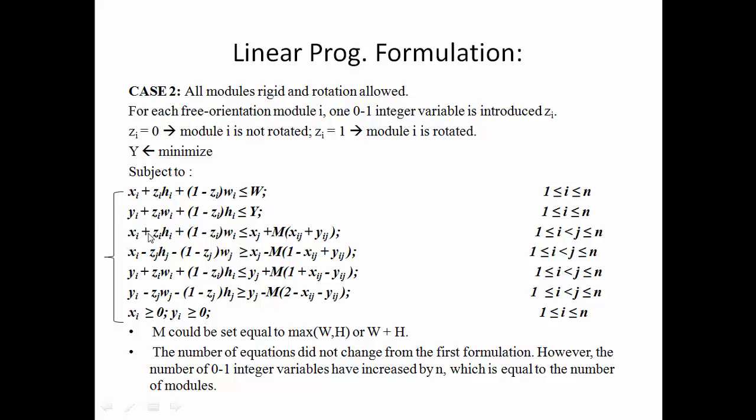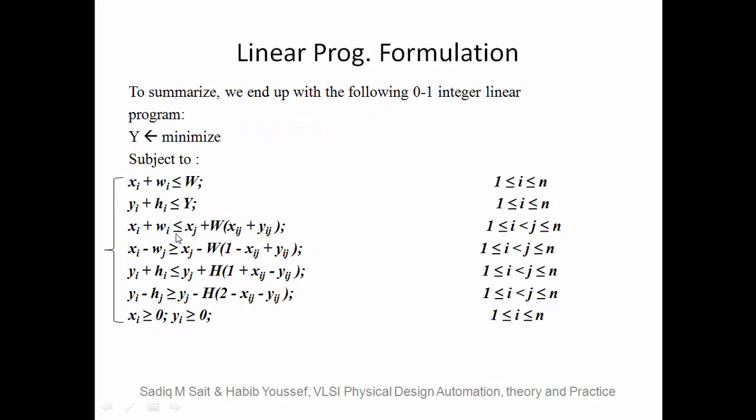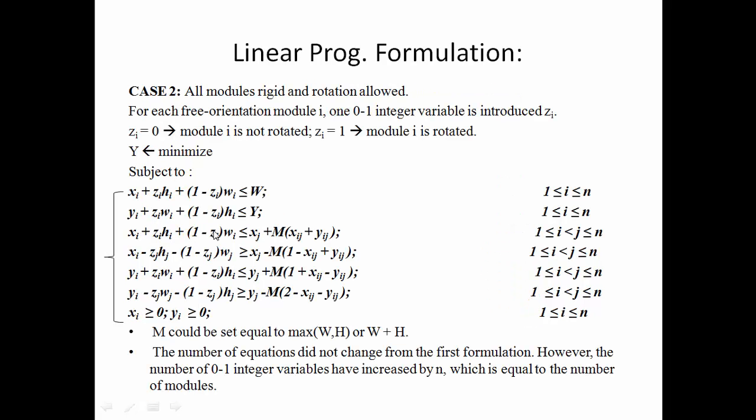If zi is equal to 0, this becomes 0, so you have xi plus wi lesser than so and so. That becomes the same as the previous equation, xi plus wi lesser than xj plus capital W. And if zi is 1, we have xi plus hi lesser than xj plus m.